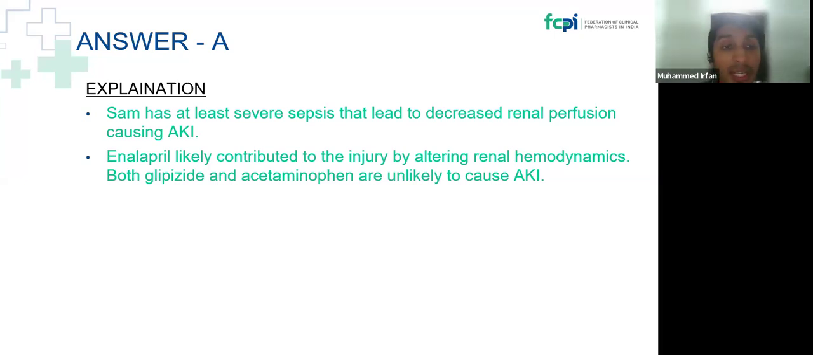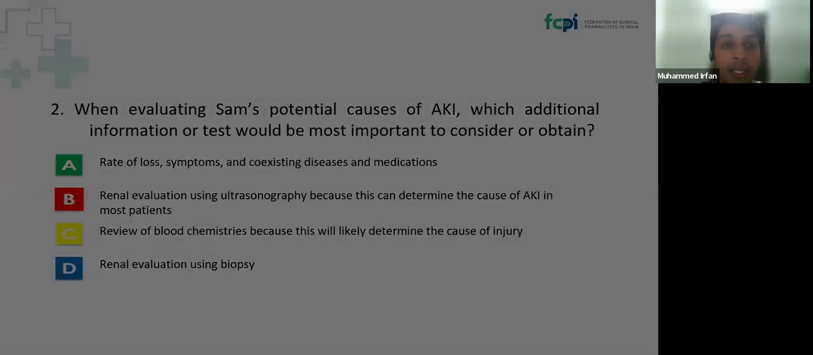I will give the explanation. The patient has at least severe sepsis that led to decreased renal perfusion causing AKI. And enalapril likely contributed to the injury by altering the renal hemodynamics. Both glipizide and acetaminophen are less likely to cause AKI, that is acute kidney injury.